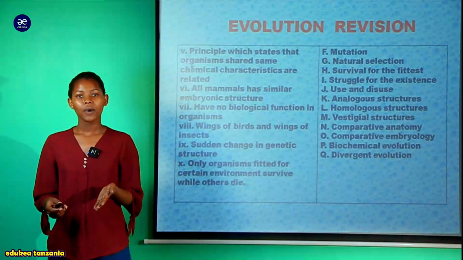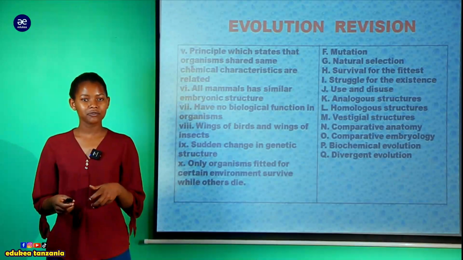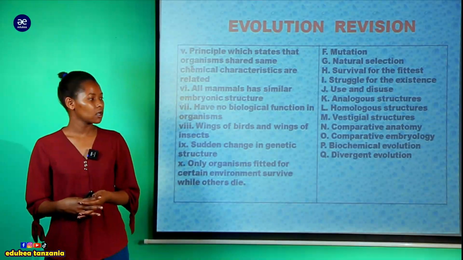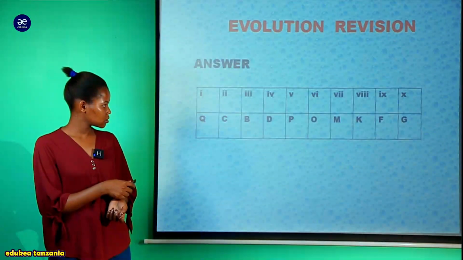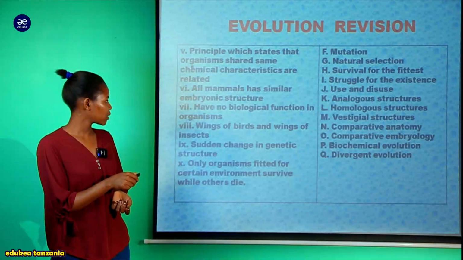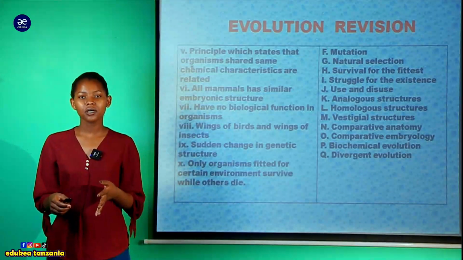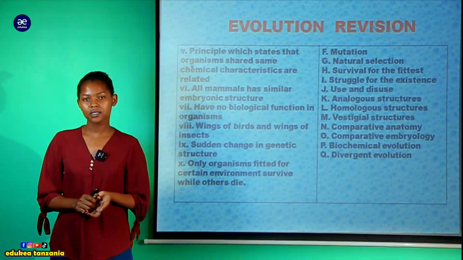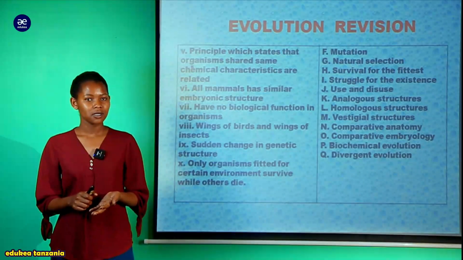Ilituambia kwamba mammals wote wana same embryonic structure, wana structure ambazo zimefanana during embryonic stage. That is comparative embryology, which is O. Now 7.1, have no biological function in organism. What structures that have no biological function in organism? We can understand that are the vestigial structures.